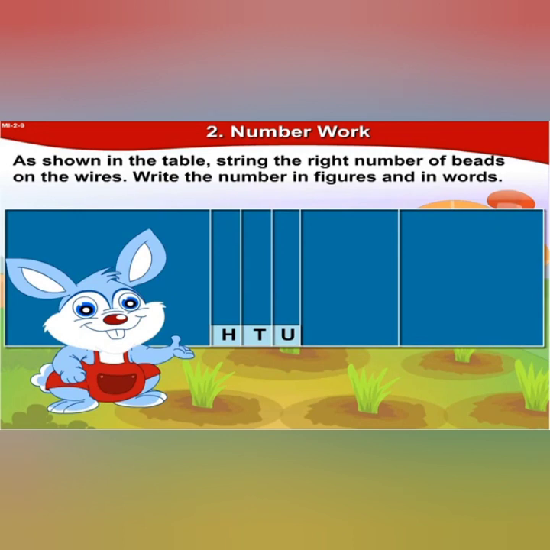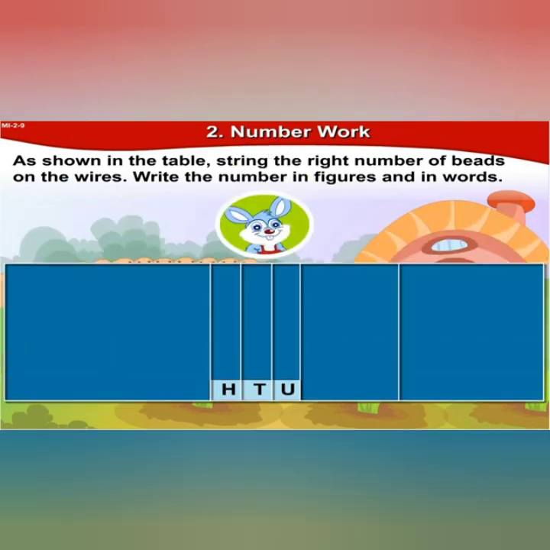Three-digit numbers. Introduction. As shown in the table, string the right number of beads on the wires. Write the numbers in figures and in words. Now let us see the first picture. To begin, let us count the hundreds. There are 1 and 2 hundreds.